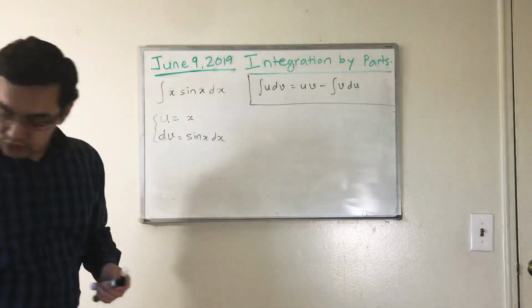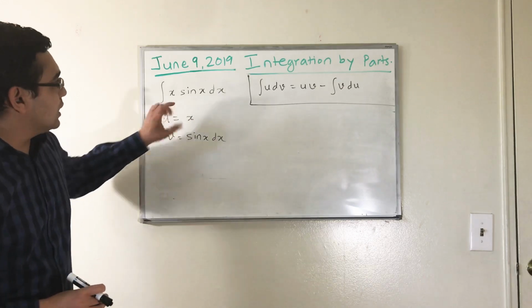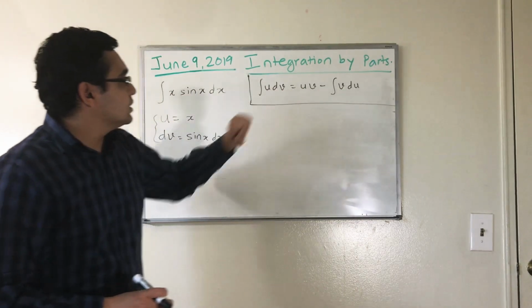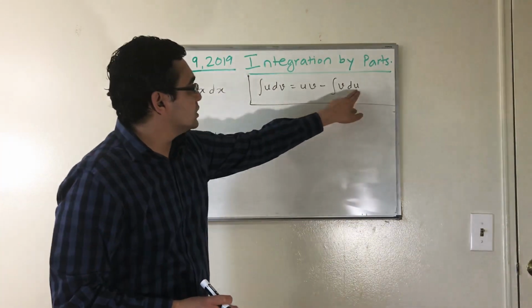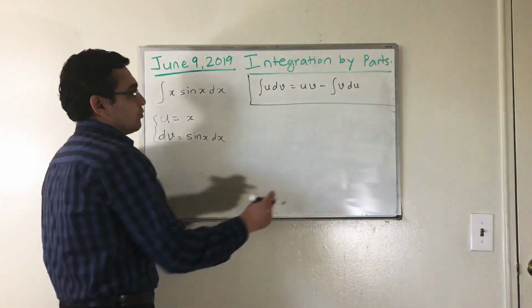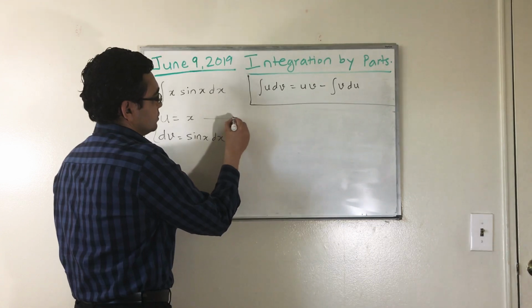All right. So u is x. I know what u is. I know what dv is. Now I want to know what v and du are from these two equations. So to find du, I'm going to differentiate the first equation.